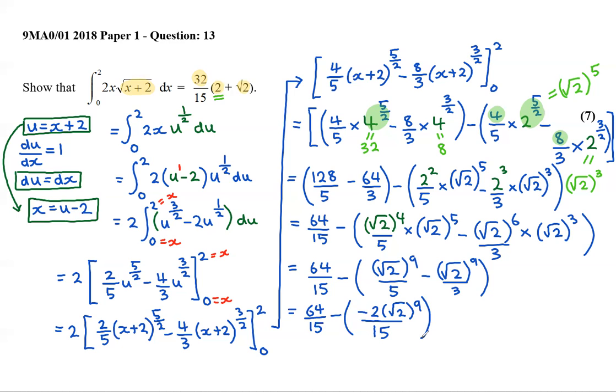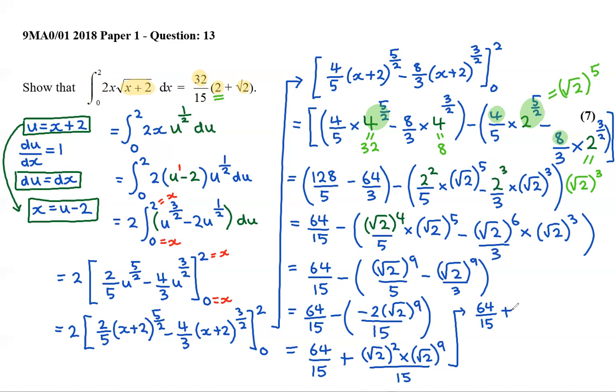Right, now this is where we can start to finish up. So we've got 64 over 15 plus, now again, I'm going to write this as a power of root 2. We've got root 2 squared multiplied by root 2 to the power 9 over 15. Okay, and I'm just running out of space. Let's see if I can finish off here, which is 64 over 15 plus, now if you add the powers, that's going to be root 2 to the power 11.